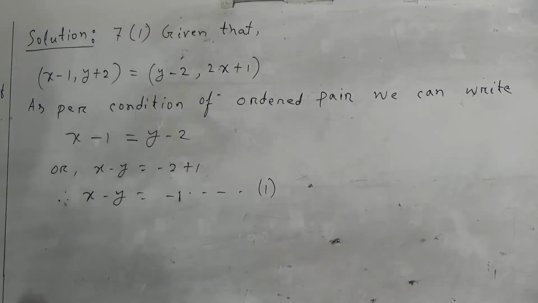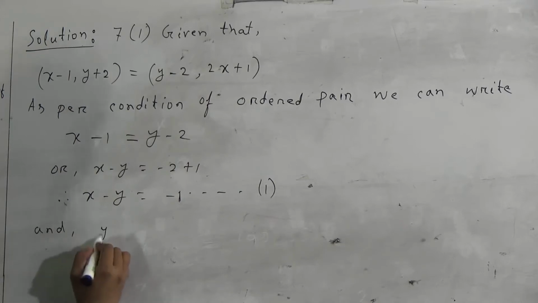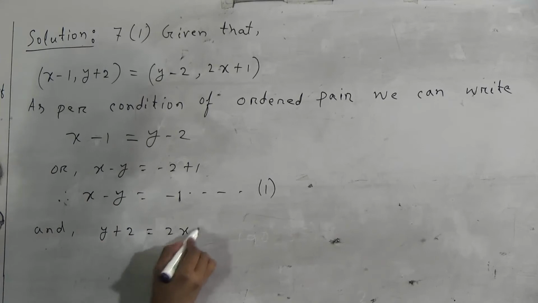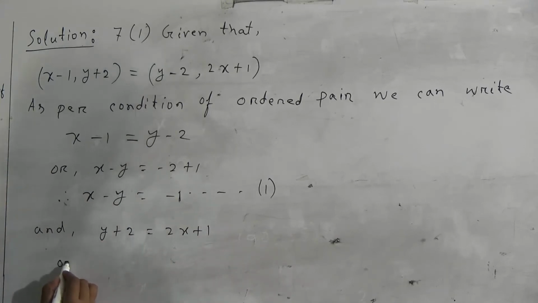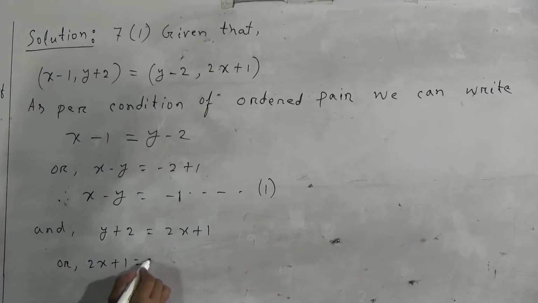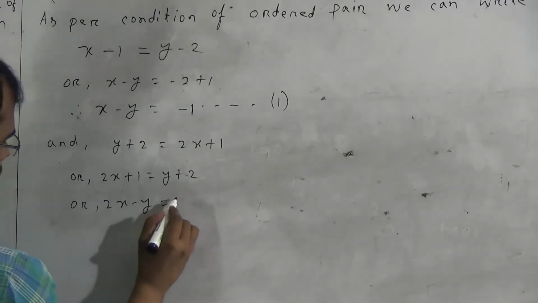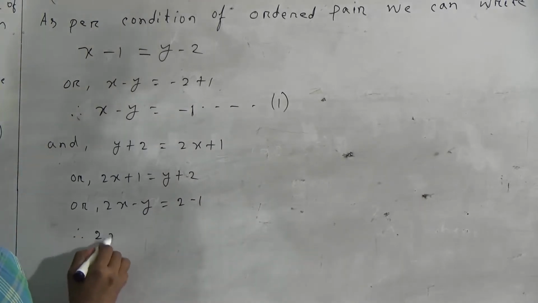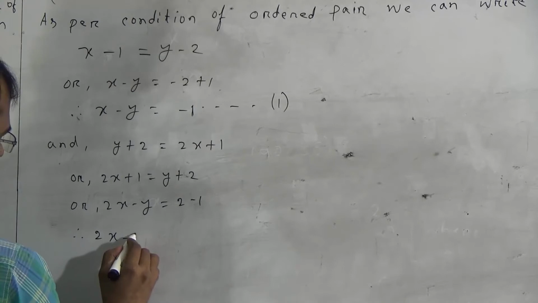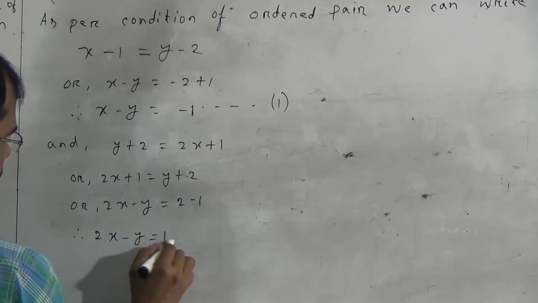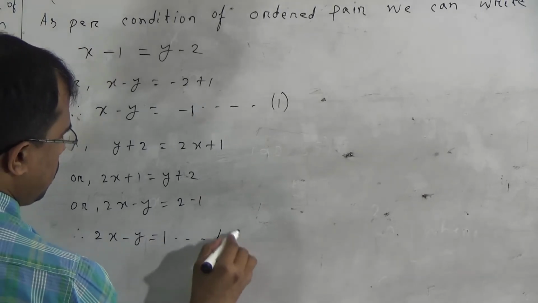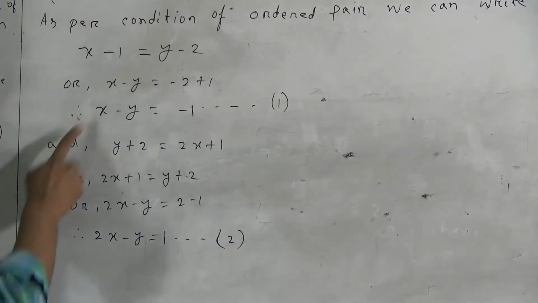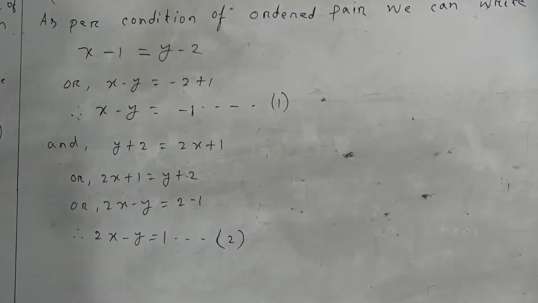Now the second condition: Y plus 2 equal to 2X plus 1, or 2X plus 1 equal to Y plus 2, or 2X minus Y is equal to 2 minus 1. Therefore 2X minus Y is equal to 1. We will consider it as equation number 2. Now solving these two equations, equation 1 and equation 2, we can easily get the value of X and Y.